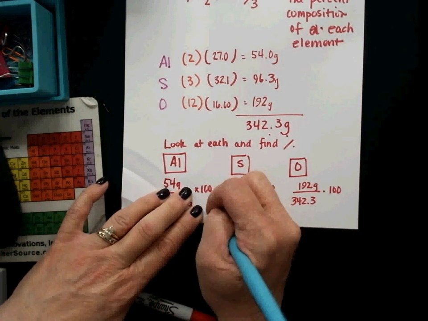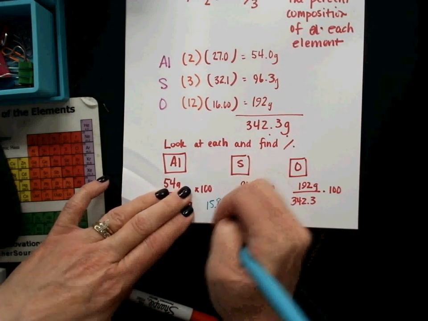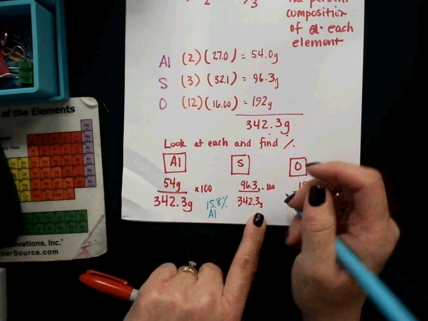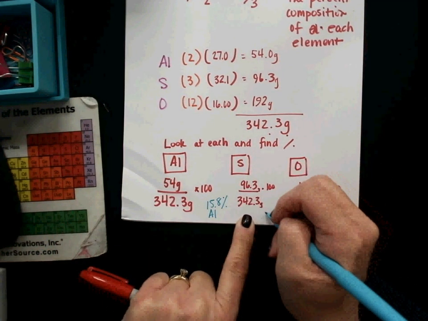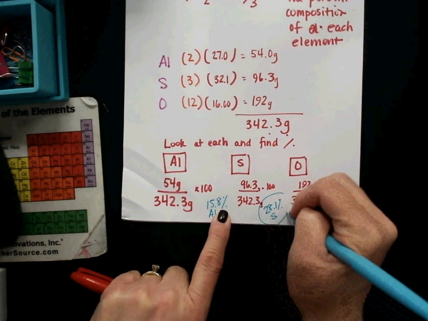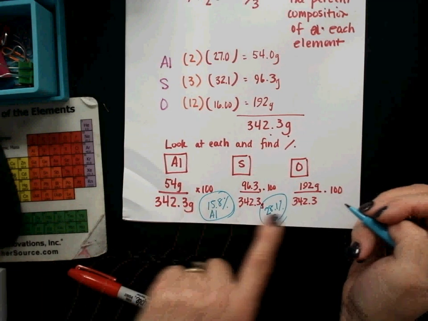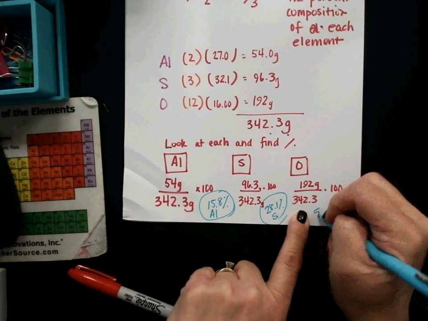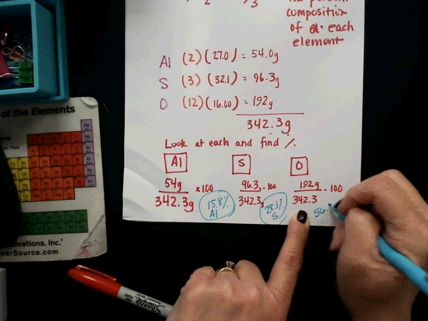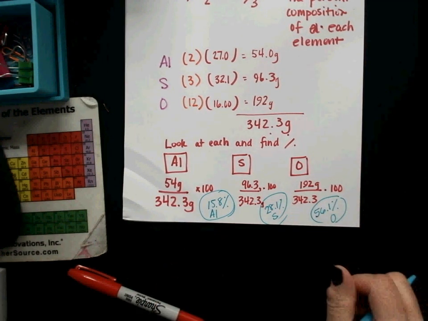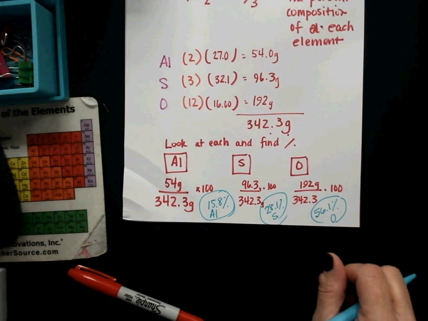What'd you get for aluminum? 15.8% aluminum. What'd you guys get for sulfur? 28.1%. 28.1% sulfur. And Maria, what'd you get for oxygen? 56? Yeah. Okay. Everybody pretty much agree with those?